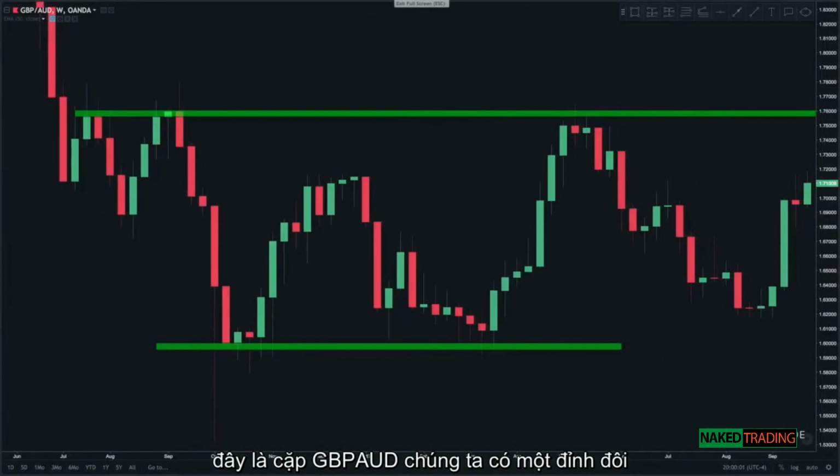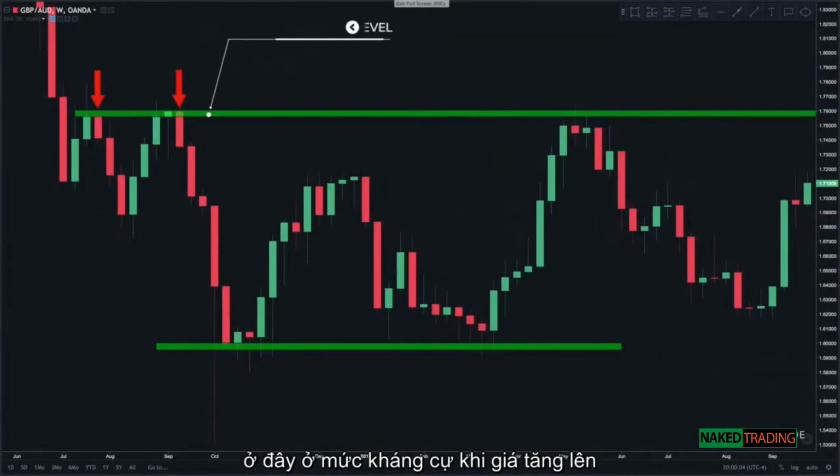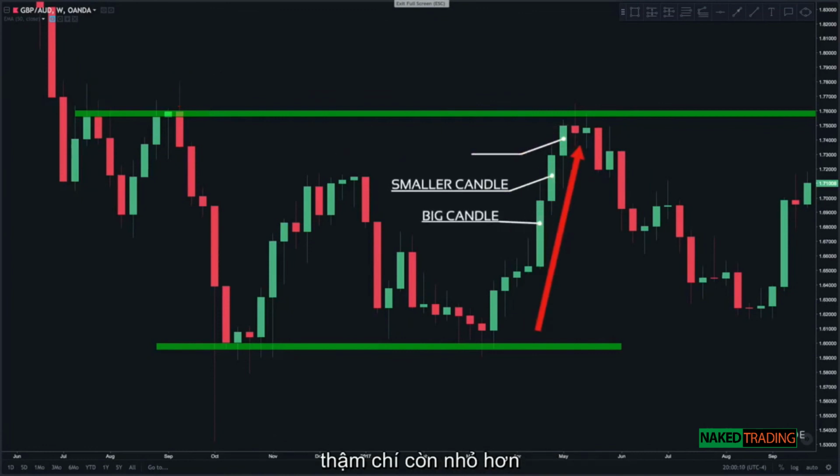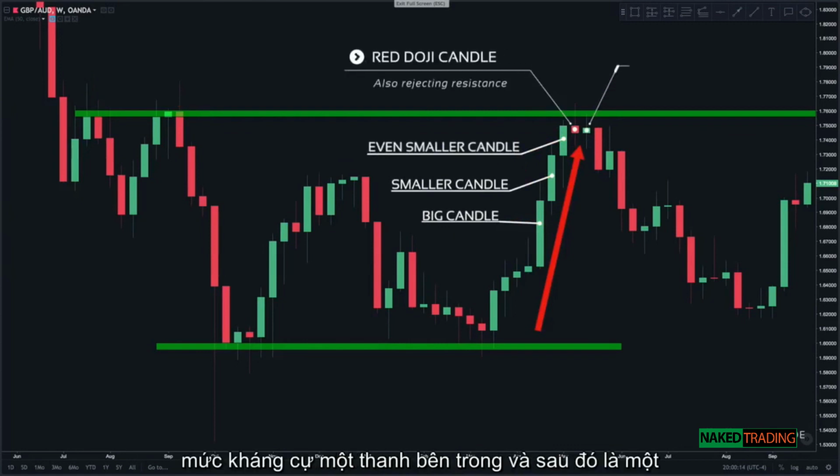Here is the pound Aussie. We have a double top here at resistance. As price comes up here, we have a big candle, a smaller candle, an even smaller candle, a red doji candle rejecting resistance, an inside bar, and then a reversal.